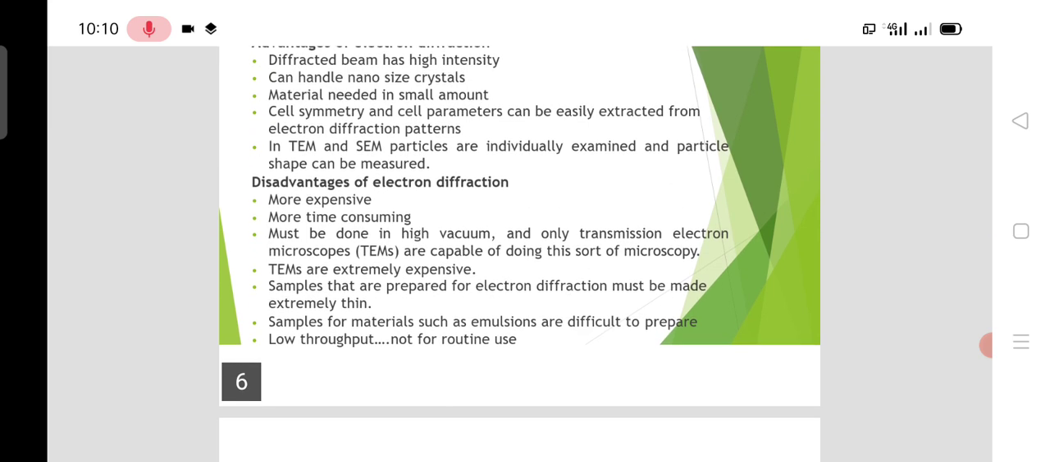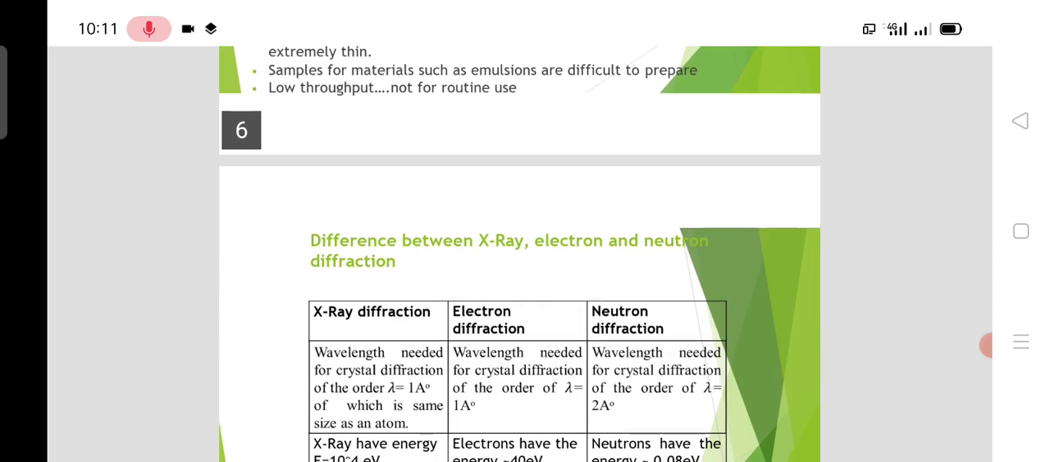Disadvantages of electron diffraction: it is more expensive and more time consuming. It must be done in high vacuum and only transmission electron microscopes are capable of doing this sort of microscopy. TEMs are extremely expensive. Samples prepared for electron diffraction must be made extremely thin. Samples of materials such as emulsions are difficult to prepare, throughput is low, and it is not for routine use.